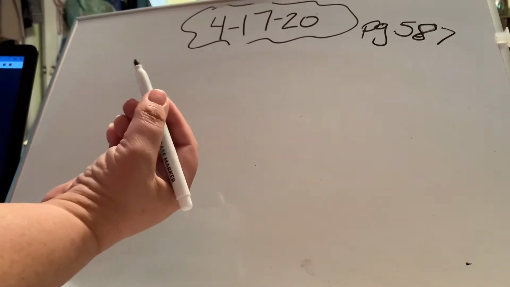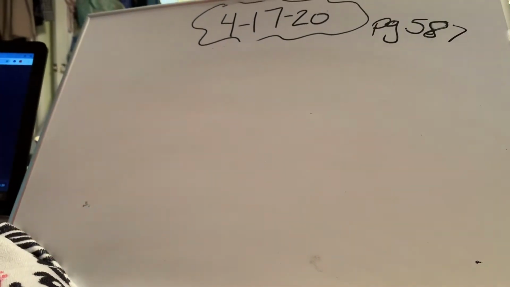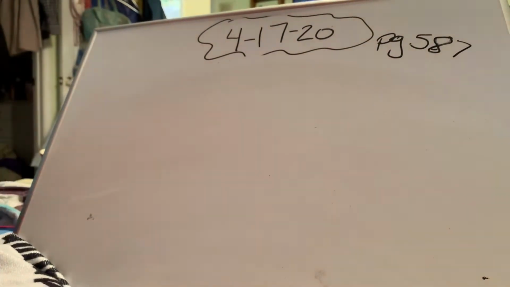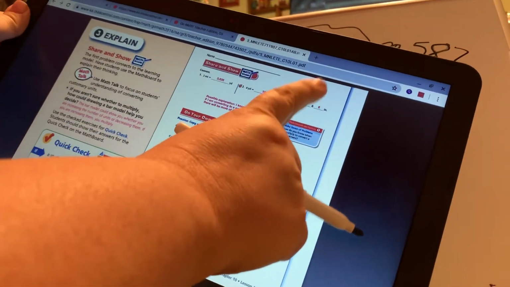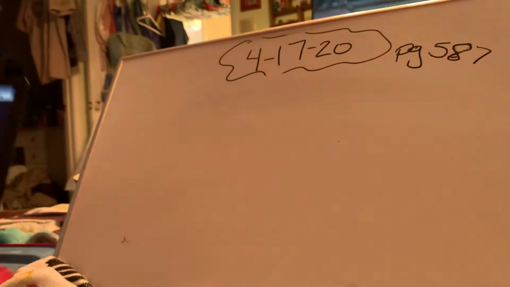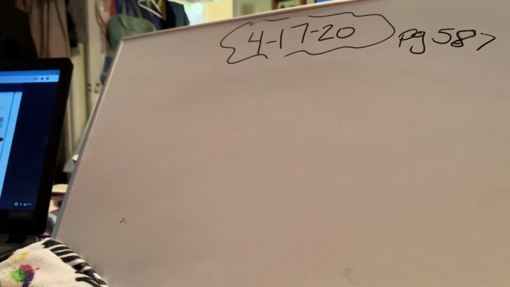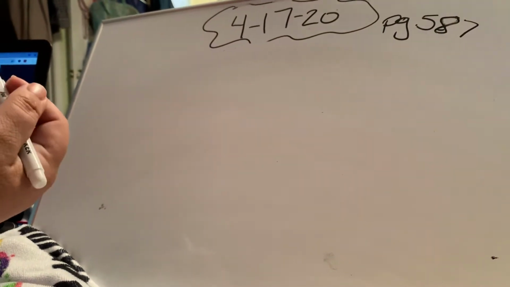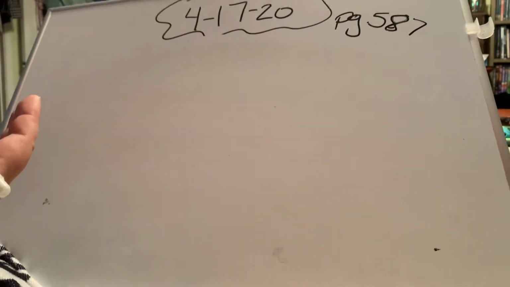587 doesn't have a chart at the top. So go ahead and right at the top, look, right here in this space at the top of your page, go ahead and make a little chart for yourself to help you remember. So far we are dealing with feet, inches, and miles, right?